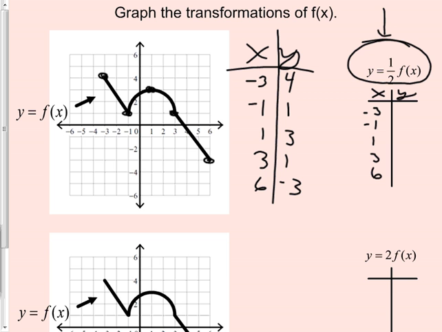It used to be 4, now it's 2. It used to be 1, now it's a half. It used to be 3, now it's 1.5. Used to be 1, now it's 0.5. And that's the same as a half, of course. And it used to be negative 3. Ooh, be careful with the negative. Now it's a negative 1.5.